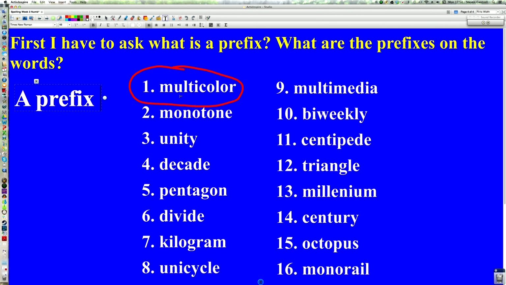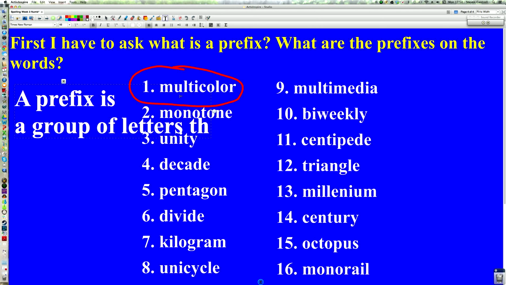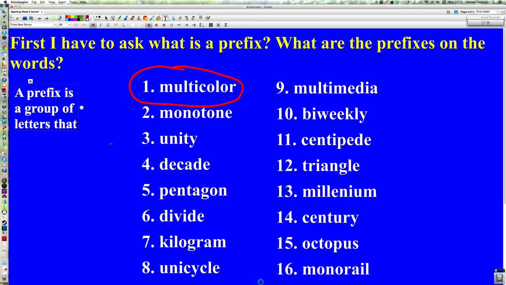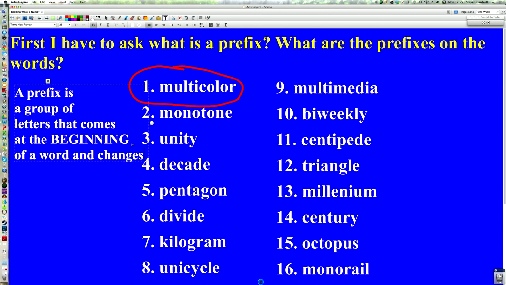A prefix is a group of letters that comes at the beginning of a word and changes the word's meaning. And sometimes its spelling.